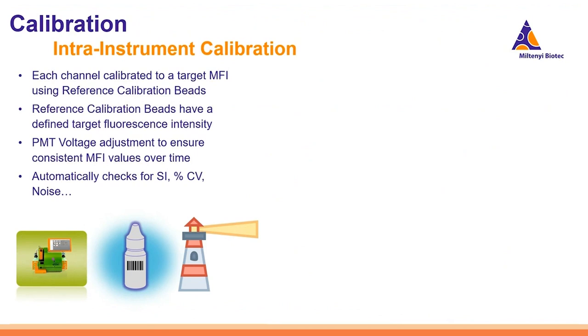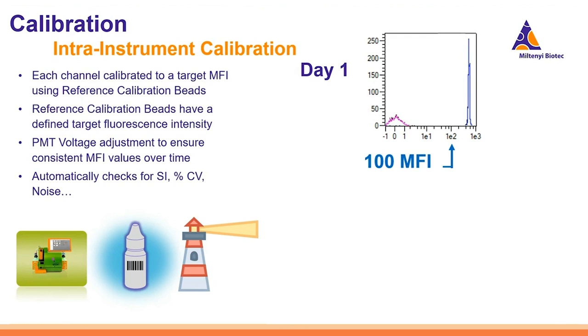Let's first look at calibration, and let's talk about intra-instrument calibration, or just calibrating the same cytometer over time. With the process of calibration, you typically need some sort of reference calibration beads that act as a lighthouse, because depending on how many channels you have on your flow cytometer, you want to maintain the same performance over time. You can use calibration beads that have a defined or expected fluorescence intensity. If we look at a cytometer on day one, maybe we have a set target of 100 MFI. Running these beads and calibrating this device for a single channel would automatically adjust your PMT voltage to make sure that we hit this same 100 MFI over time.